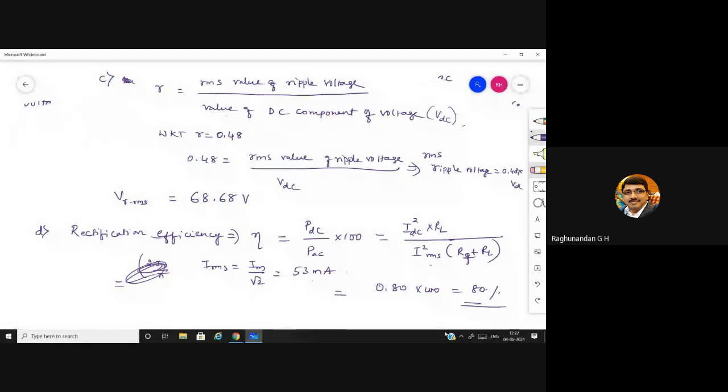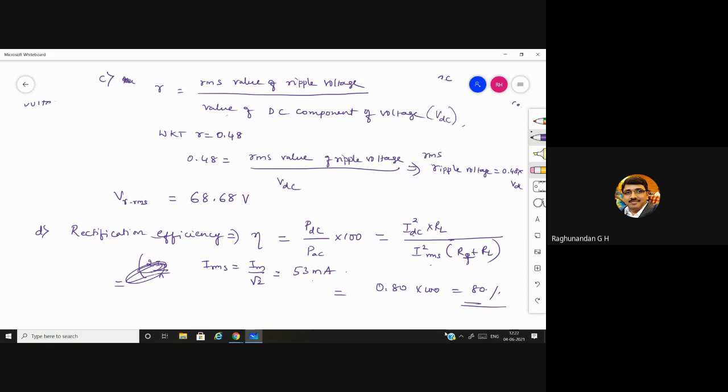At the same time, if you're getting 40%, again you're wrong. 50%, again you're wrong. Because in problems on full wave rectifiers, you'll be getting in the range of 70 to 80 or 70 to 81. Lesser than the theoretical value, but not very much lesser, like 50 or 40, otherwise you are on a wrong approach. This is how you need to check. So we have got 80%, so our answer is correct.